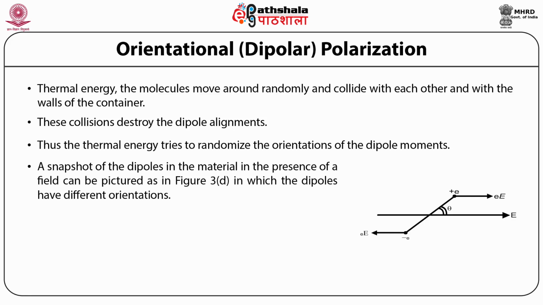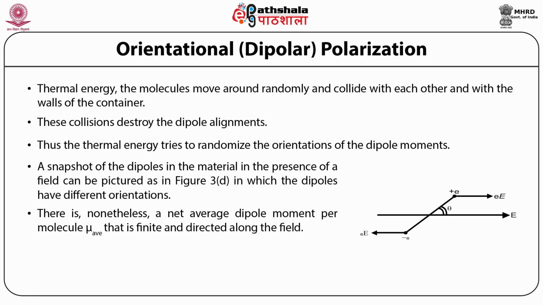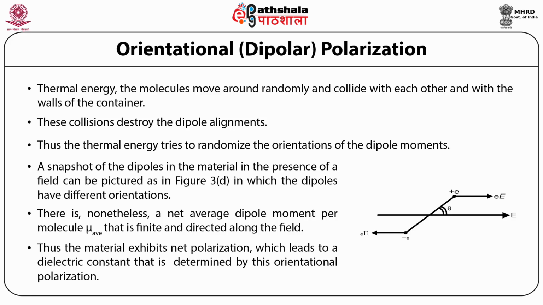A snapshot of the dipoles in the material in the presence of a field can be pictured as in figure 3d, in which the dipoles have different orientations. There is nonetheless a net average dipole moment per molecule, mu average, that is finite and is directed along the field. Thus, the material exhibits net polarization, which leads to a dielectric constant that is determined by this orientational polarization.